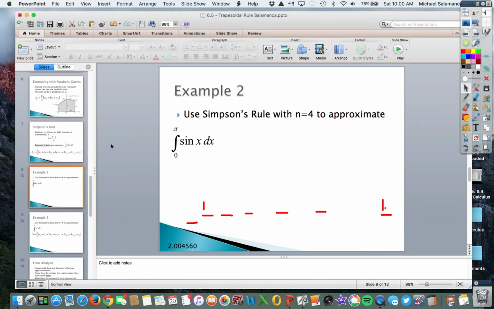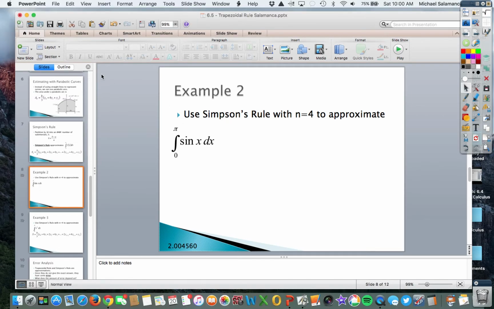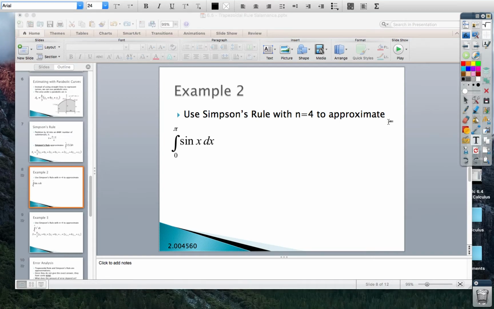So let's try a problem now. Here we have the same exact problem as we did before, but this time we're using Simpson's rule. So we're going to use our h. h is equal to pi minus 0 divided by 4. So our h is pi divided by 4. Since we're doing Simpson's rule, we're going to have our h divided by 3, for real this time, not 2. And we're going to have our middle.